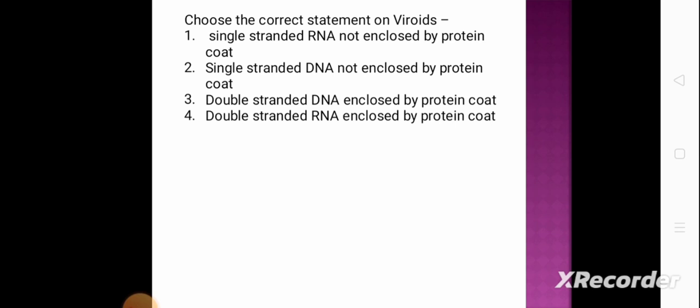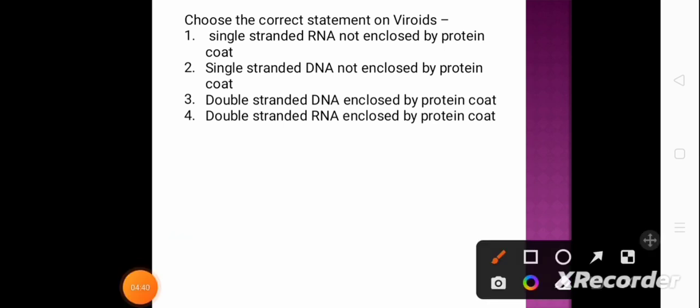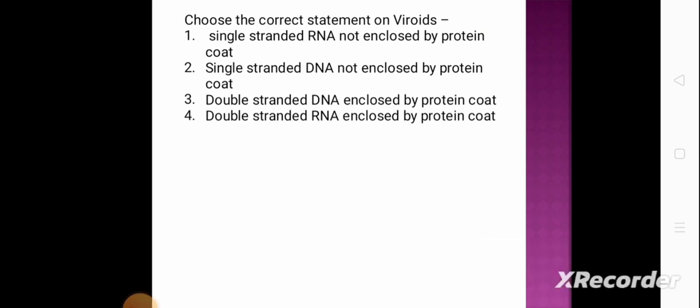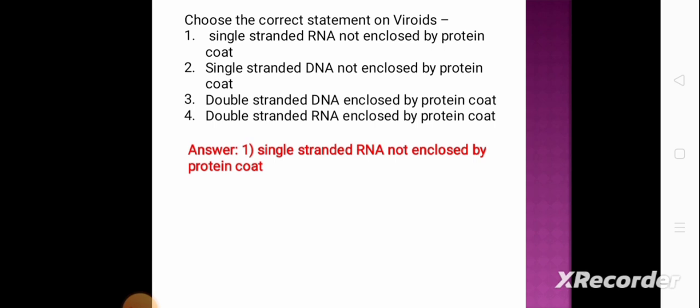Next, choose the correct statement on viroids. Option 1 is single-stranded RNA not enclosed by protein coat. Option 2 is single-stranded DNA not enclosed by protein coat. Option 3, double-stranded DNA enclosed by protein coat. And option 4, double-stranded RNA enclosed by protein coat. From these four options, single-stranded RNA not enclosed by the protein coat is correct. So the answer will be option 1, that is single-stranded RNA not enclosed by protein coat, which is a viroid.